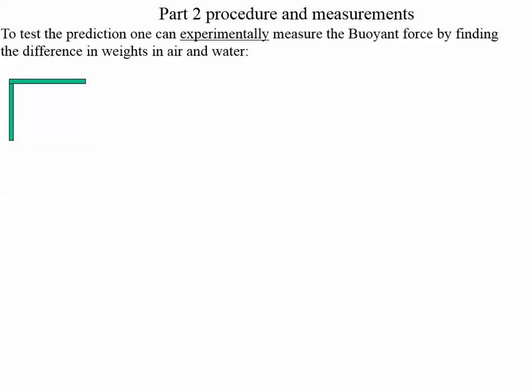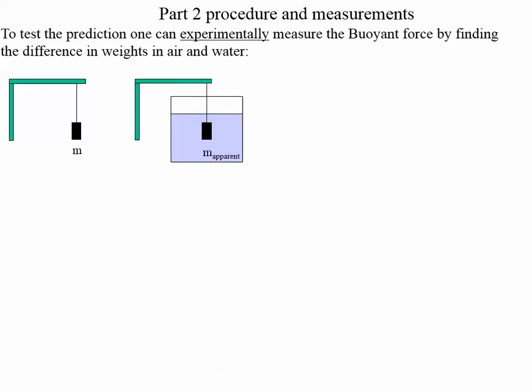Now, the second part of the lab and the second data table is experimentally measuring the buoyant force, and that can be done in the following way: hanging an object on a scale and recording the mass, and then putting the object in water, and the scale reading will be less. The mass hasn't really changed, but because of the buoyant force, the scale will actually read a smaller value. The difference in those two weights, the mass times g, is the buoyant force. So the difference between the weight in air and the weight in water will be the experimental measurement of the buoyant force.